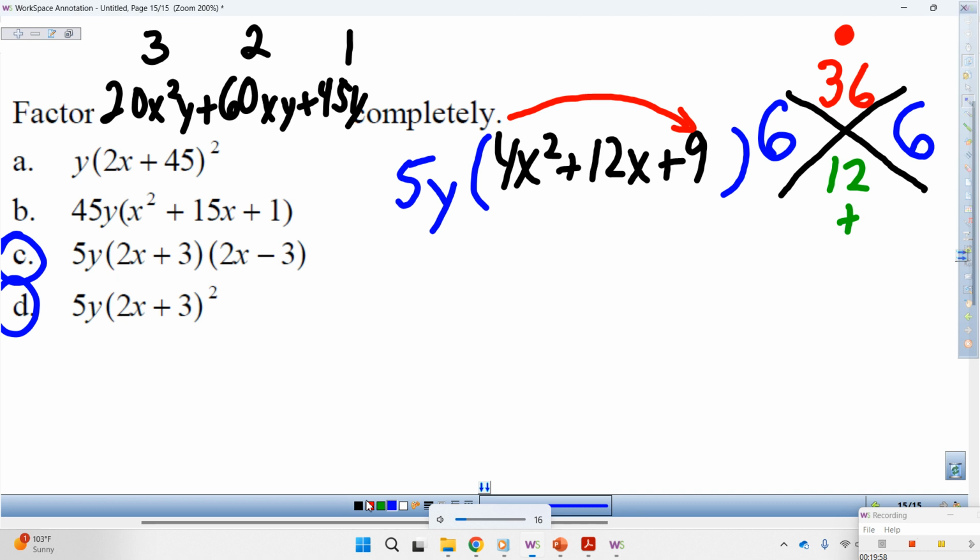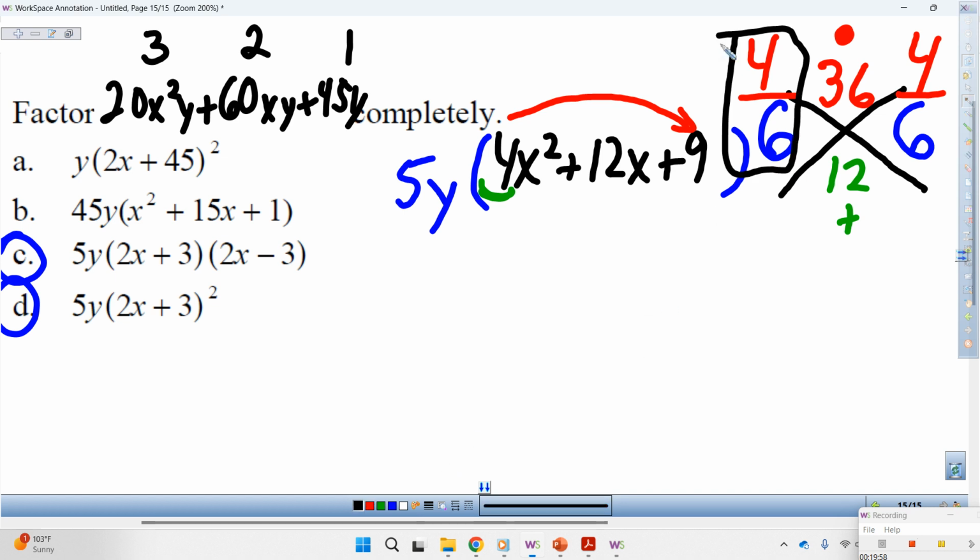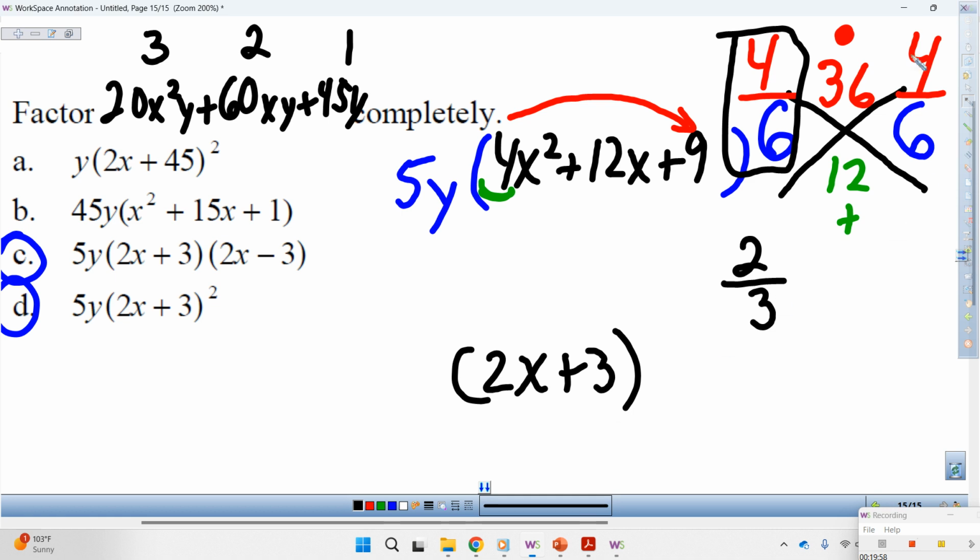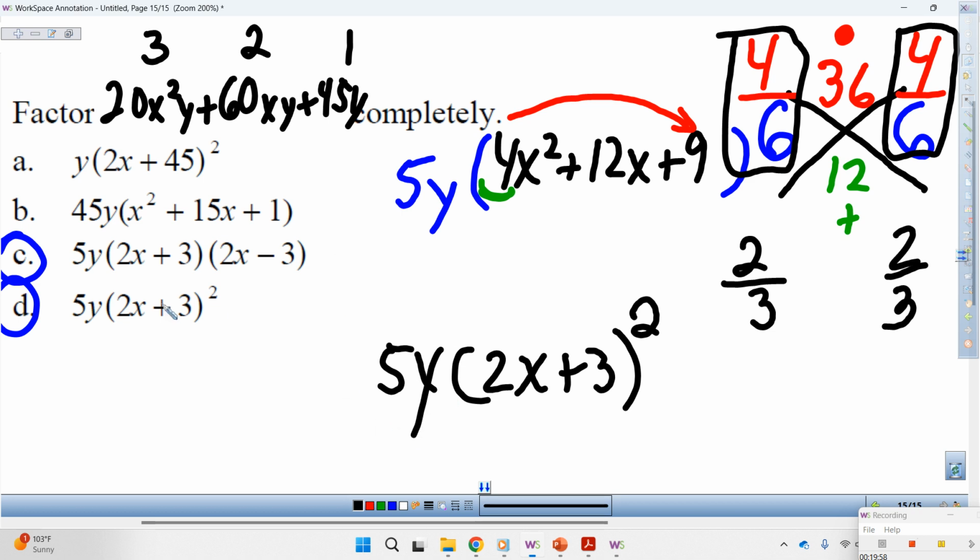All right. However, look up. Don't we have this 4? Yes, Mr. Q, we write it on top of the 6 for both of them. So question, can we reduce this fraction? Yeah, it becomes what? 2 over 3. Therefore, my factor is 2x plus 3. Is that correct? How many times? 2. Which means I'm going to write this to the second power, bring down the 5y, answer D. Oh yeah, we got this.